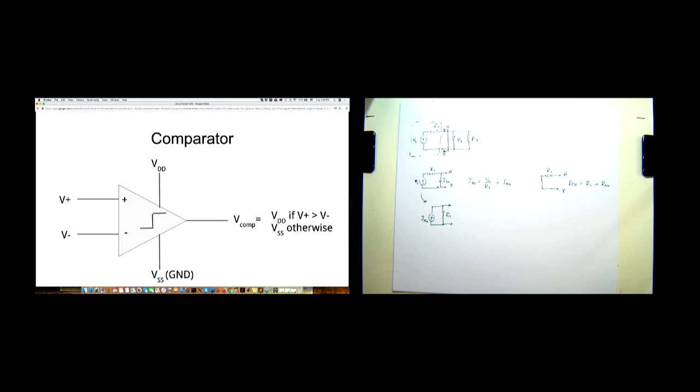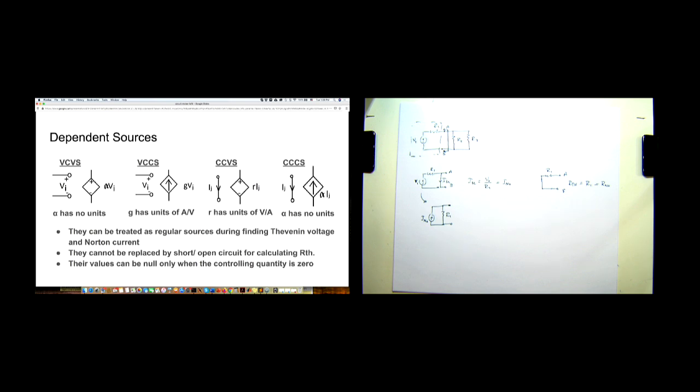Any questions about this before I go into the comparator? Yeah.